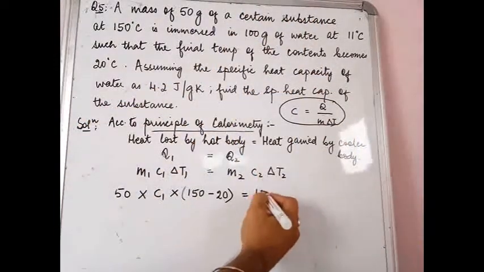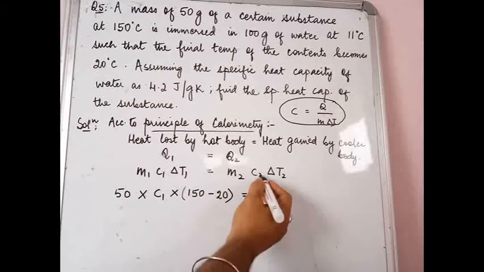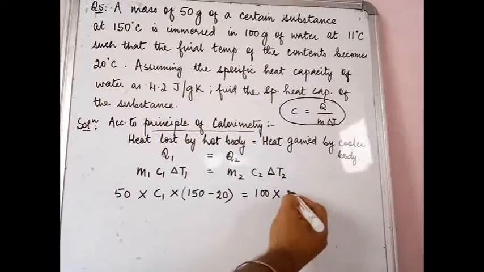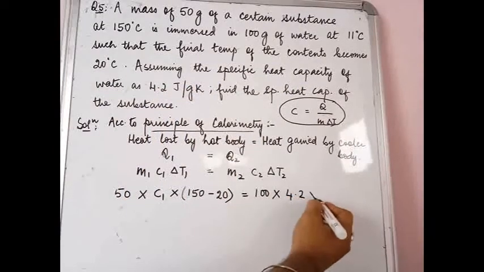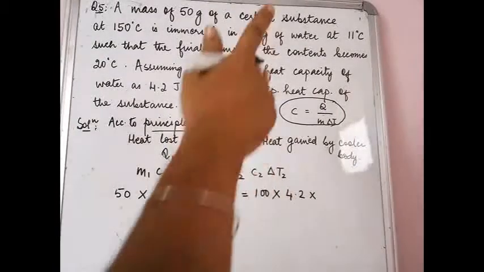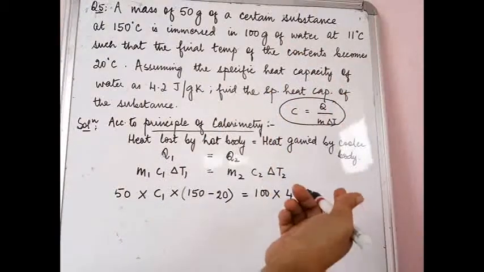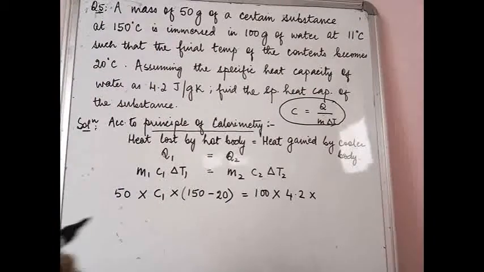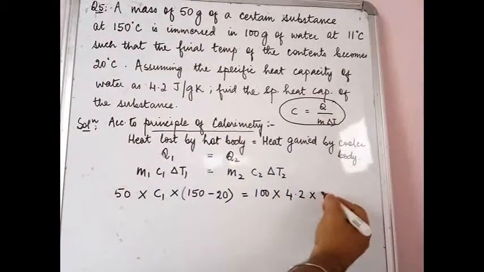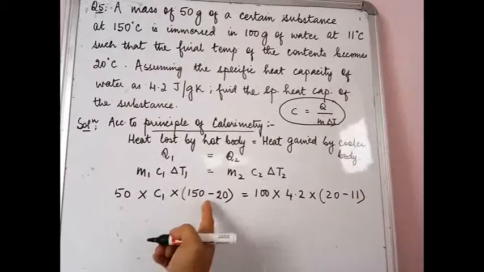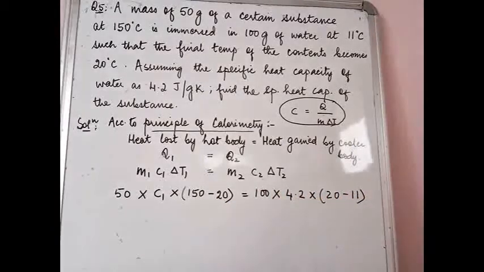Mass given is 100 grams multiplied by C2, which is for water. C means specific heat capacity. So the specific heat capacity for water is 4.2 multiplied by delta T2, which is the change in temperature of water. Please note that in the case of water, the initial temperature was 11 and the final temperature is 20. So there has been a change of 20 minus 11. This part is where you have to be very careful.